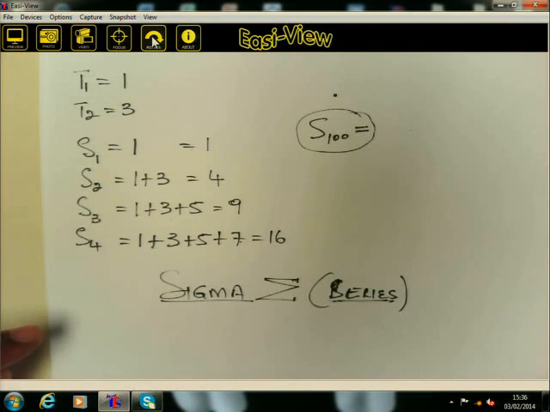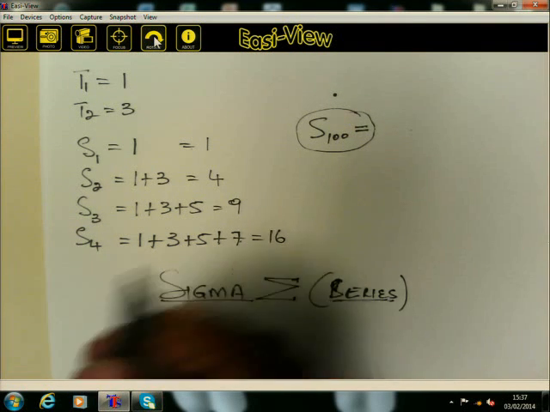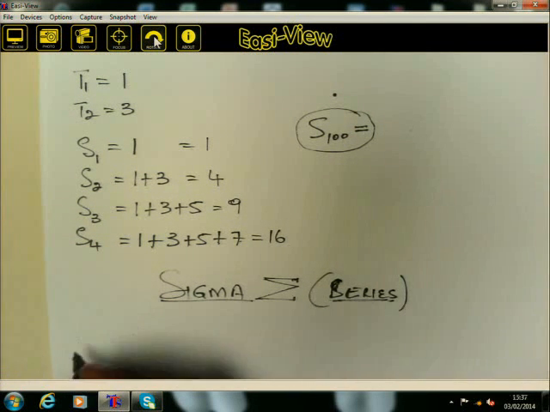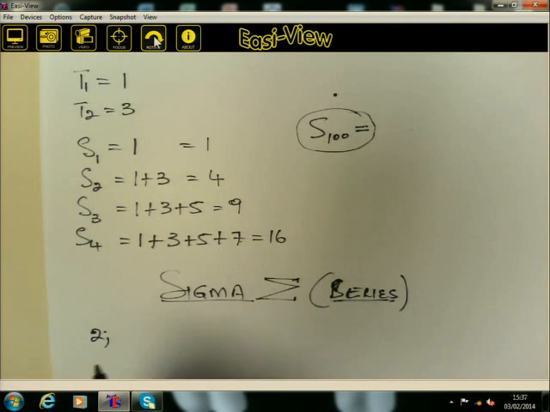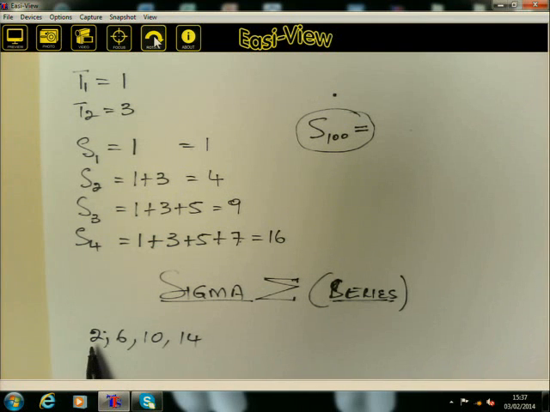1, 3, 5. But it is the one that we used. Let's try to change and get maybe something different. Let's take the one which was 4, 7. Or we can have any of those. Let's say, for example, we have 2, 6, 10, 14. This is the sequence.